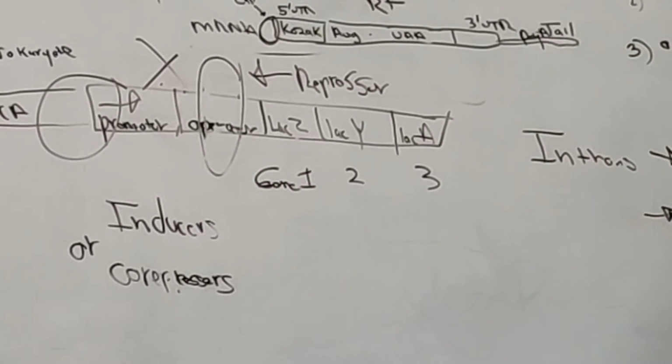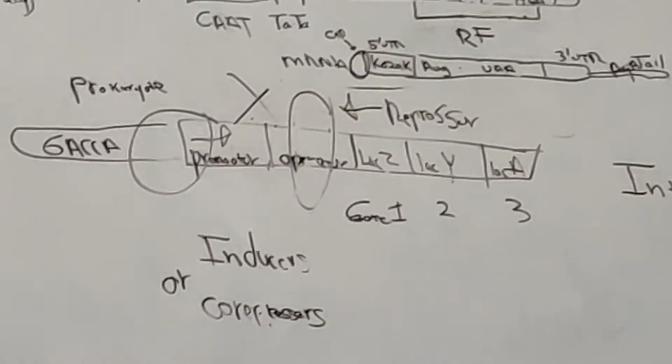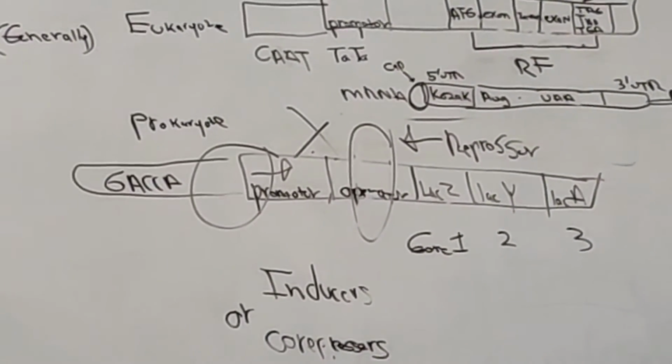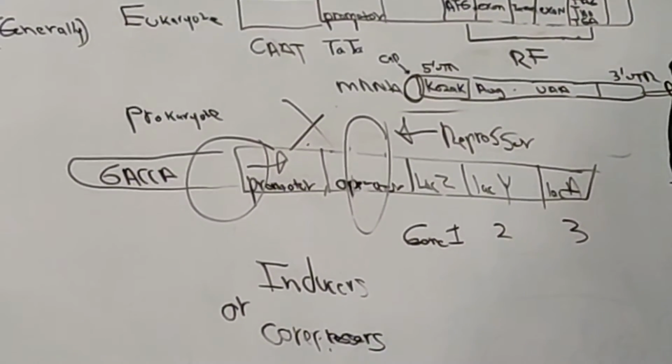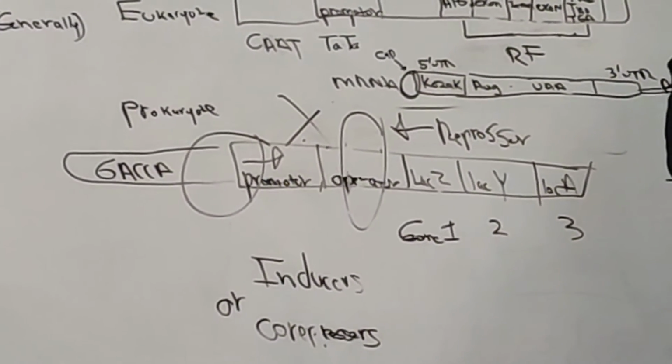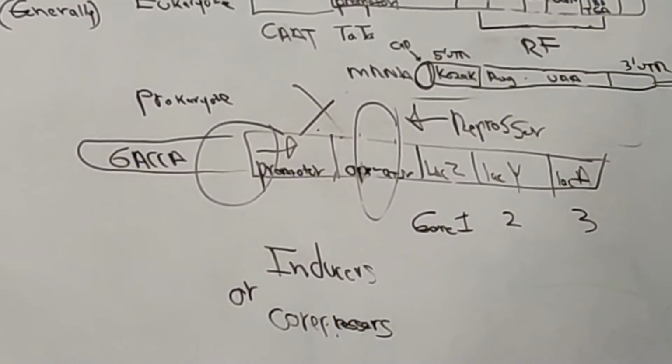Or how else can you get polycistronic mRNA? Through what mechanism? Alternative splicing. Trans-splicing, right? Trans-splicing can also help with that as well.